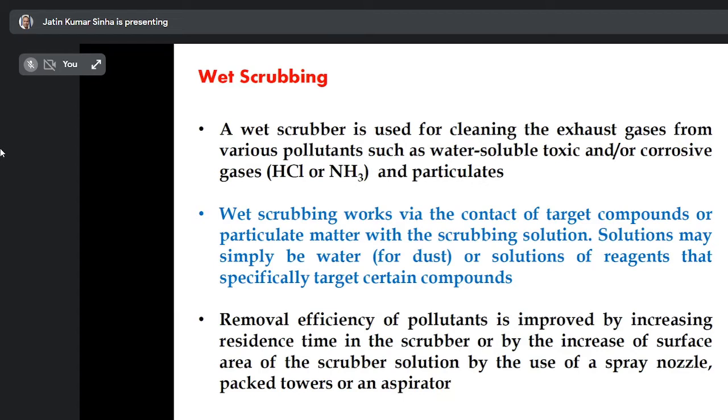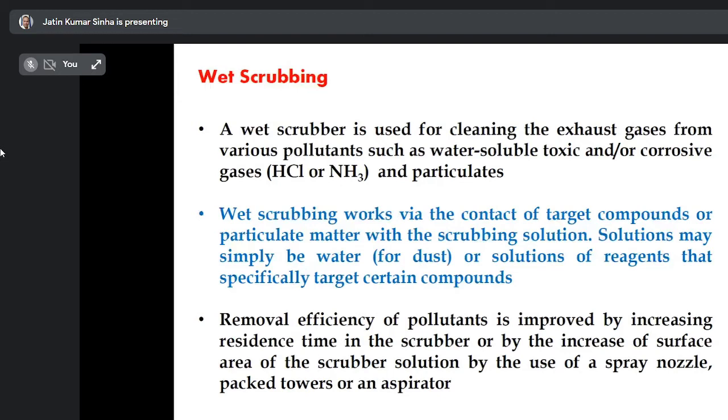Then comes this wet scrubbing. Okay. A wet scrubber is used for cleaning the exhaust gases from various pollutants such as water-soluble toxic or corrosive gases like HCl and ammonia, or particulates. Wet scrubbing works by the contact of target compounds or particulate matter with the scrubbing solution. So this is a pure chemical reaction happening between the pollutants and the target material. The job of this target material is to absorb these pollutants and give you a product of water, and that can be washed away.